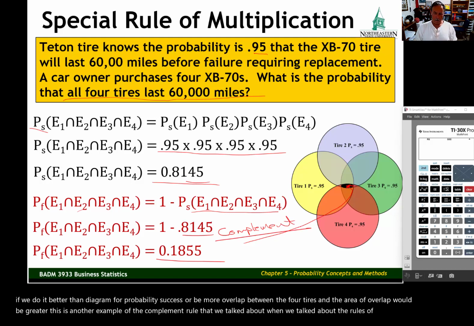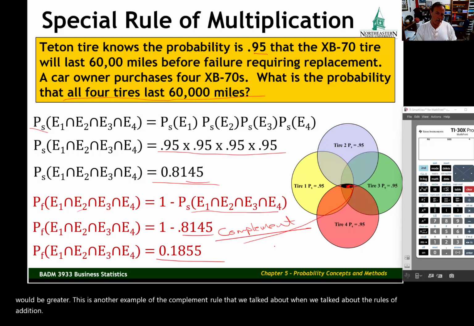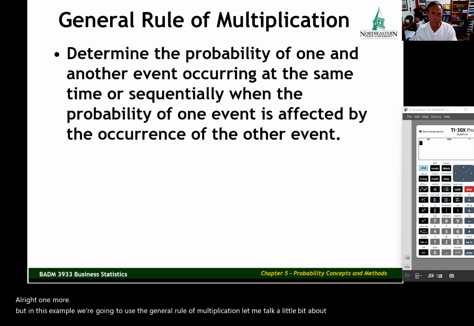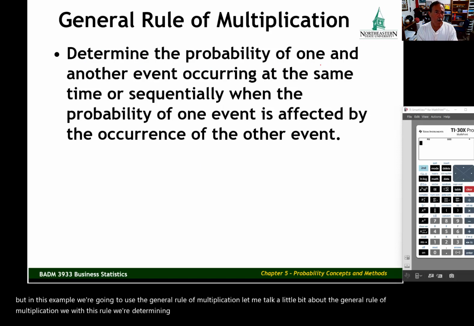All right, one more example. But in this example, we're going to use the general rule of multiplication. Let me talk a little bit about the general rule of multiplication. With this rule, we're determining the probability of one and other events occurring at the same time or sequentially when the probability of one event is affected by the occurrence of the other event.